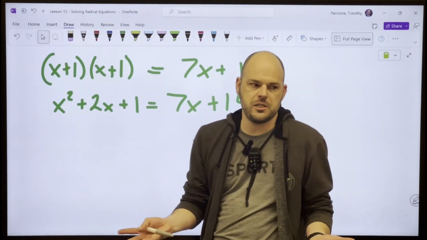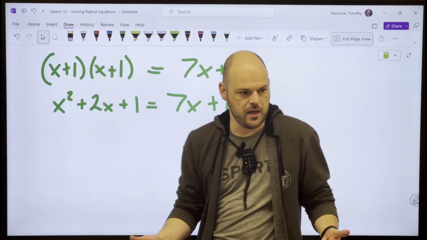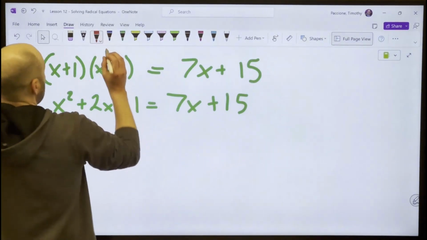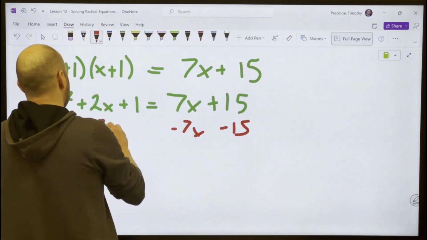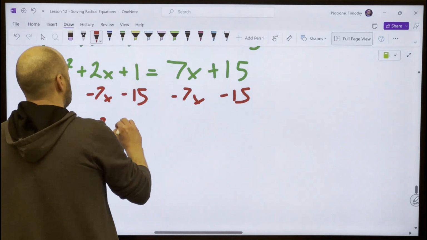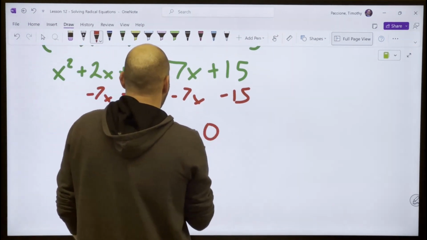And does that make any sense for where we started? No, we fundamentally changed this equation by messing with it, and there are consequences to that. Sometimes that consequence is an extraneous solution, okay? So, minus 7x, minus 15, minus 7x, minus 15. We get x squared minus 5x minus 14 equals 0. How do I solve this?